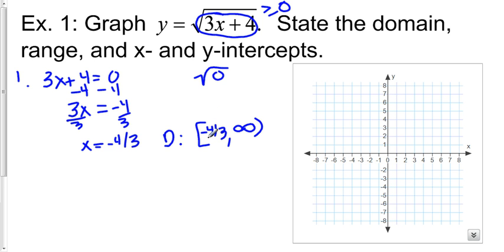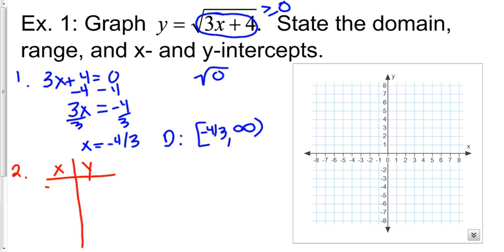So our domain starts at negative 4/3 and goes to positive infinity. Okay, step number 2, once you know your domain, you set up a table to get some points. Now, if you have a graphing calculator, this is where I would type in the function on my graphing calculator. You can find these points much quicker and easier using your graphing calculator.